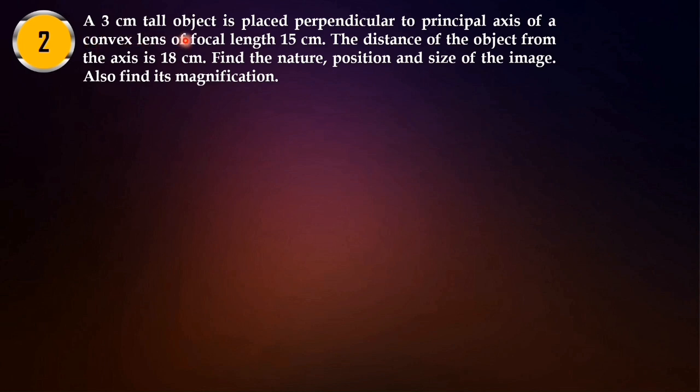A 3 cm tall object is placed perpendicular to the principal axis of a convex lens of focal length 15 cm. Okay, the distance of the object from the axis is 18 cm. Now find the nature, position and size of the image. Also find its magnification. So this question is similar to the last question, right?